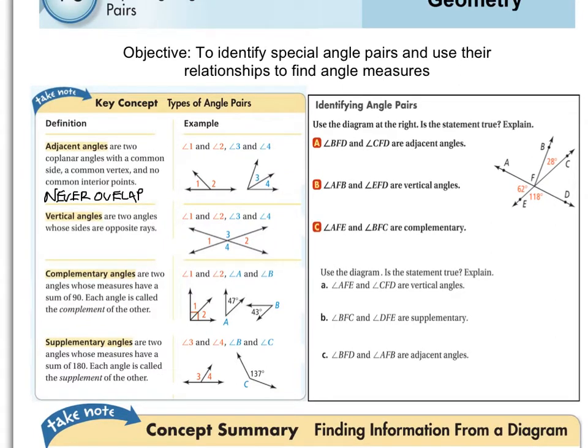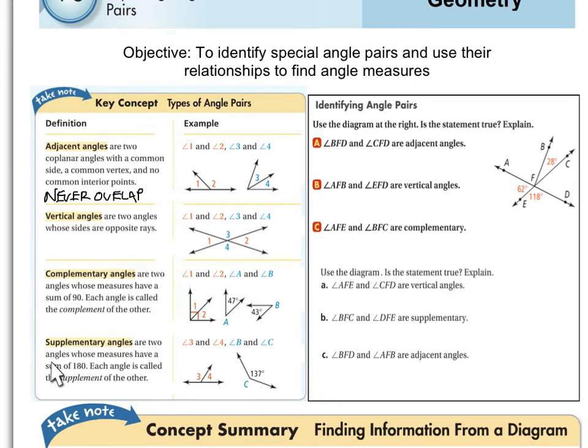The other 2 are angles you've seen before, I'm sure: complementary and supplementary. Complementary angles are 2 angles whose measures have a sum of 90. Each angle is called the complement of the other. So in other words, here you have a picture. Angle 1 and angle 2 added together is going to equal 90 degrees. Same thing here. Angle A and angle B added together are 90 degrees. They are complementary if they add up to be 90.